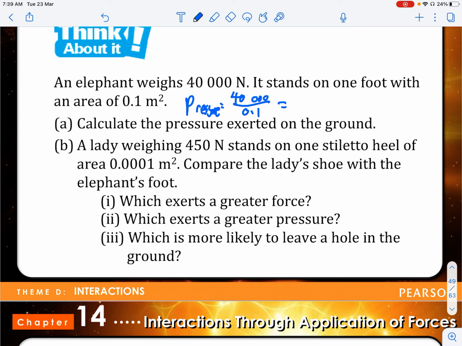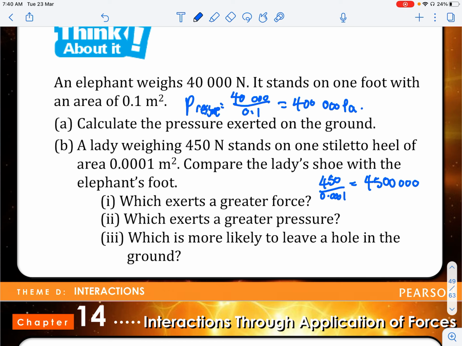So if you take 40,000 divided by 0.1, you get 400,000 Pascal. Okay, then of course the rest you can more or less calculate it. So let's say for the female, the shoe is 450 divided by 0.0001, you get 4,500,000.